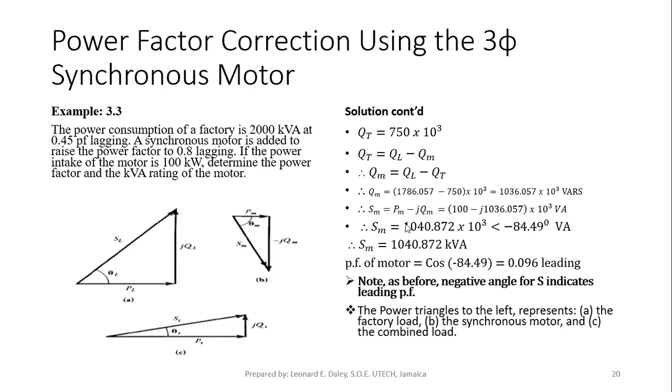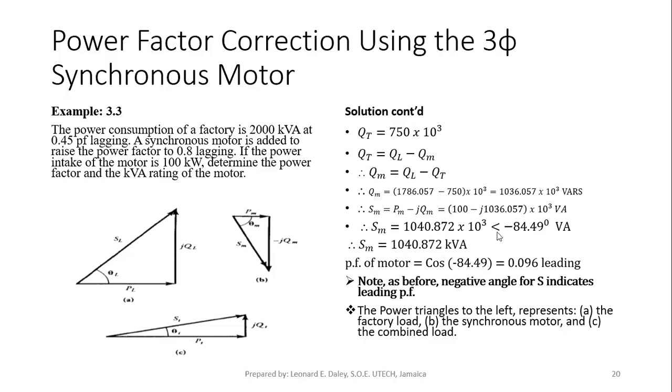All right, so SM, when we resolve it into polar values, we get SM is equal to 1040.87 kVA at angle minus 84. All right. So the KVA rating by itself is 1040.872. You would probably round that off to 1041 kVA.